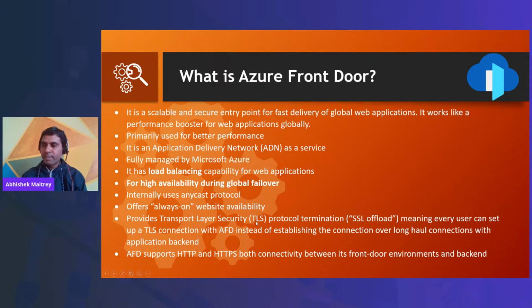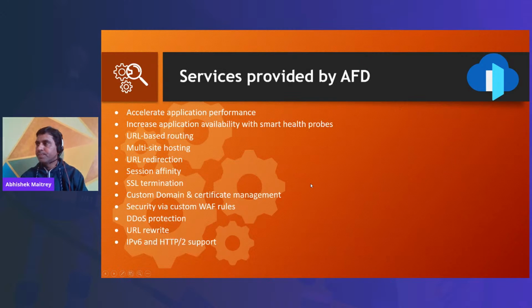Next, it provides transport layer support, because it works on the transport layer protocol, and SSL offload. The good thing about Front Door is, you need not be worried about a lot of other extra things which need to be published in terms of WAF or the load balancer. It automatically filters much of the traffic which is not really required for the applications, for security purposes. Now, AFD is Azure Front Door, which supports both HTTP and HTTPS connectivity between Front Door environments and backend. There are terms like Front Door environments and backend. We'll look at them while we do the demonstration.